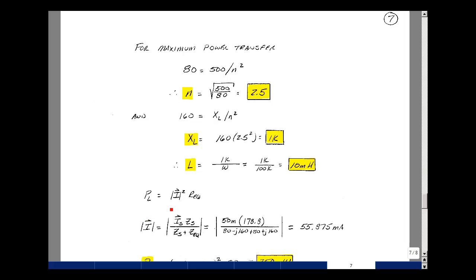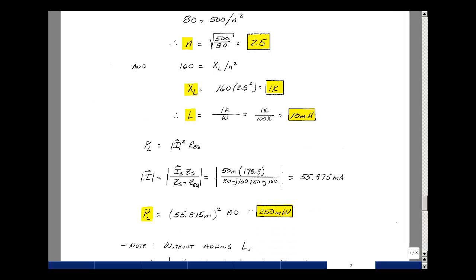Power in the load is going to be the current squared in magnitude times R equivalent. This is the power going into the transformer, but the transformer is lossless, and so all the power is transferred. The load has a real and imaginary part, and the power just goes to the real part. The current in this previous circuit is going to be our voltage, which is I sub S times Z sub S, divided by the total impedance of Z sub S and Z equivalent. This had a magnitude of 50 milliamps, and this had a magnitude of 178.8, and then we had 80 minus j160, and then we had 80 plus j160. And that turned out to be 55.875 milliamps. So my power to the load then is the magnitude of that current squared times 80, and that's 250 milliwatts.